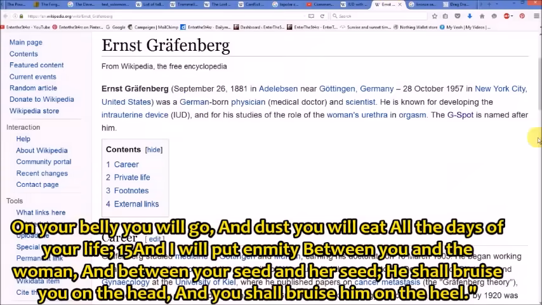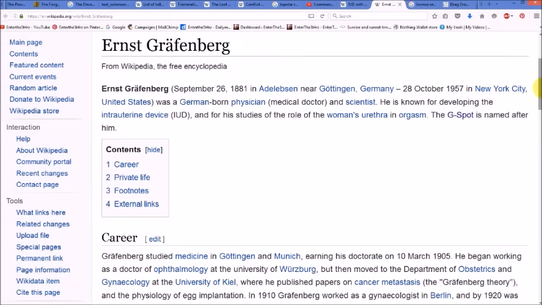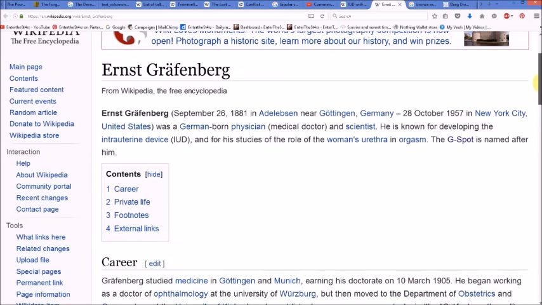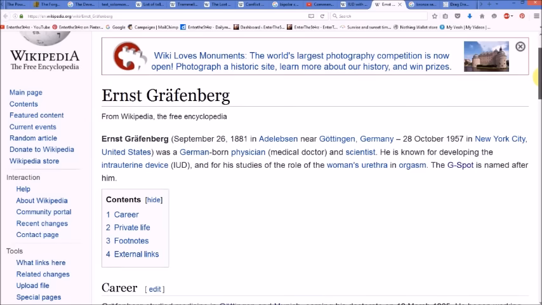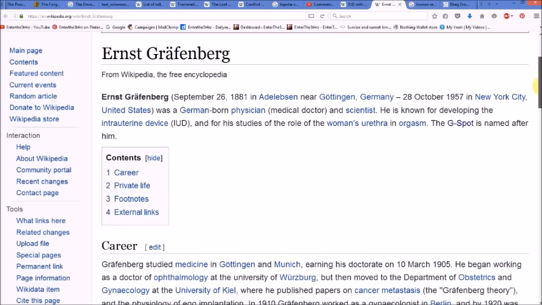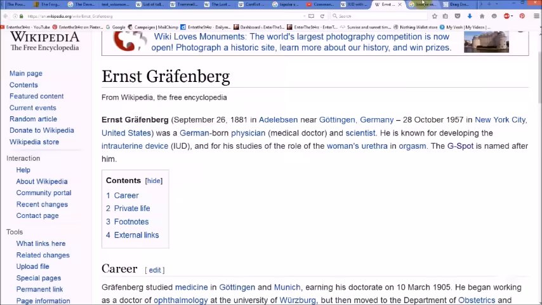Now, this is the man that invented the IUD. His name is Ernest Grafenberg, known to have discovered the G-spot. Now, 2 people are infected on the expedition, one through the ear and one through the nose. So we're getting like the 5 senses. We saw the eyes, the ears, and now the nose, the smell.